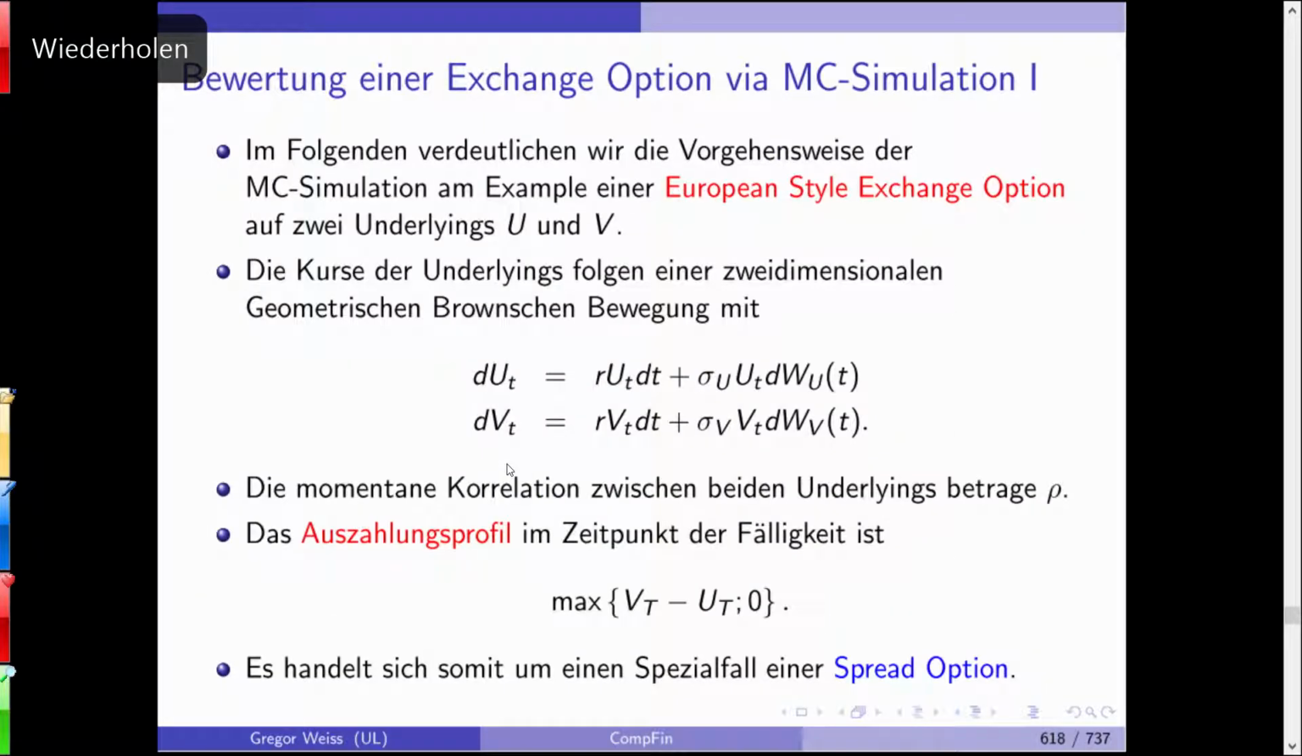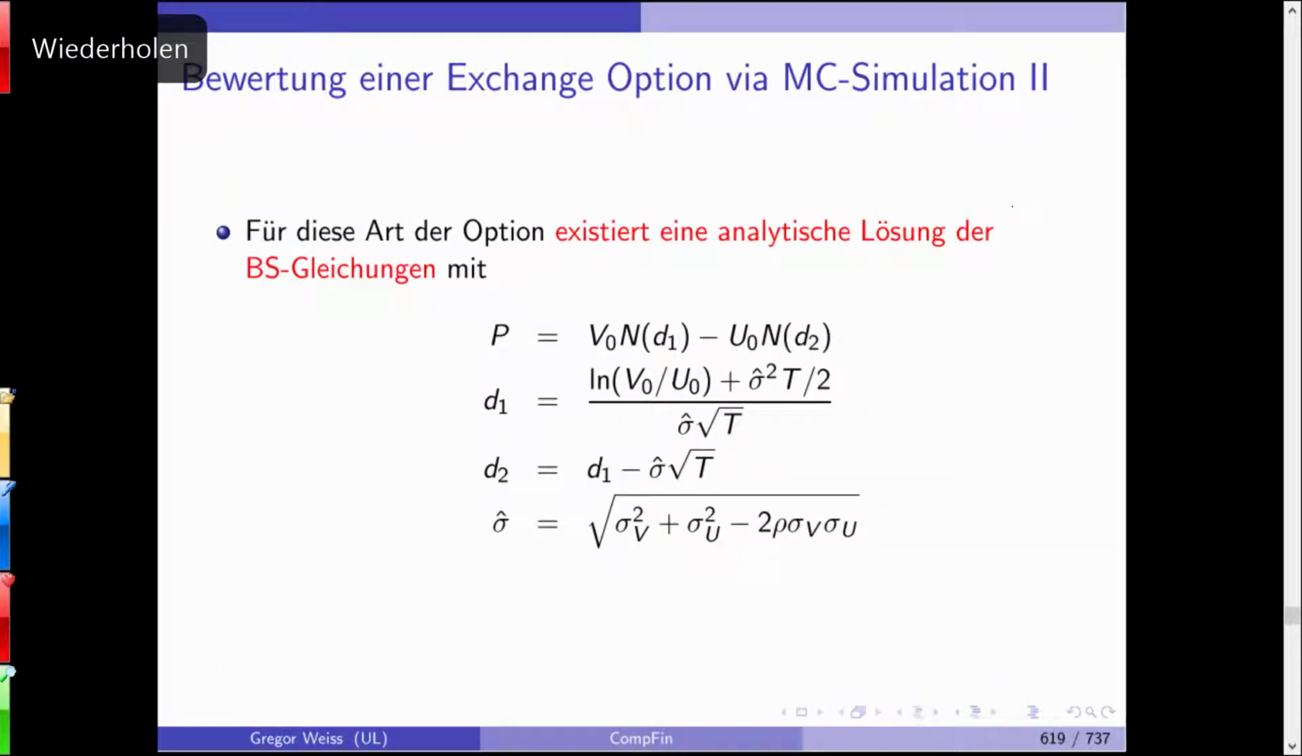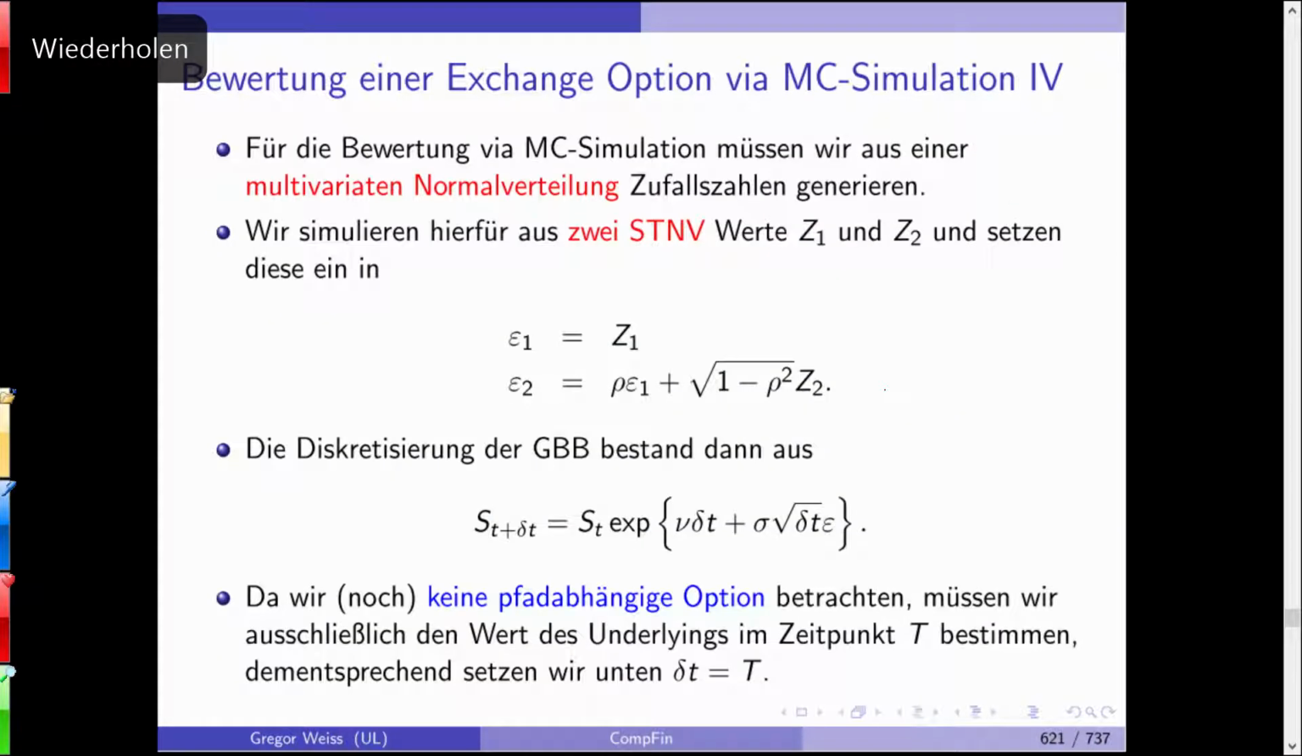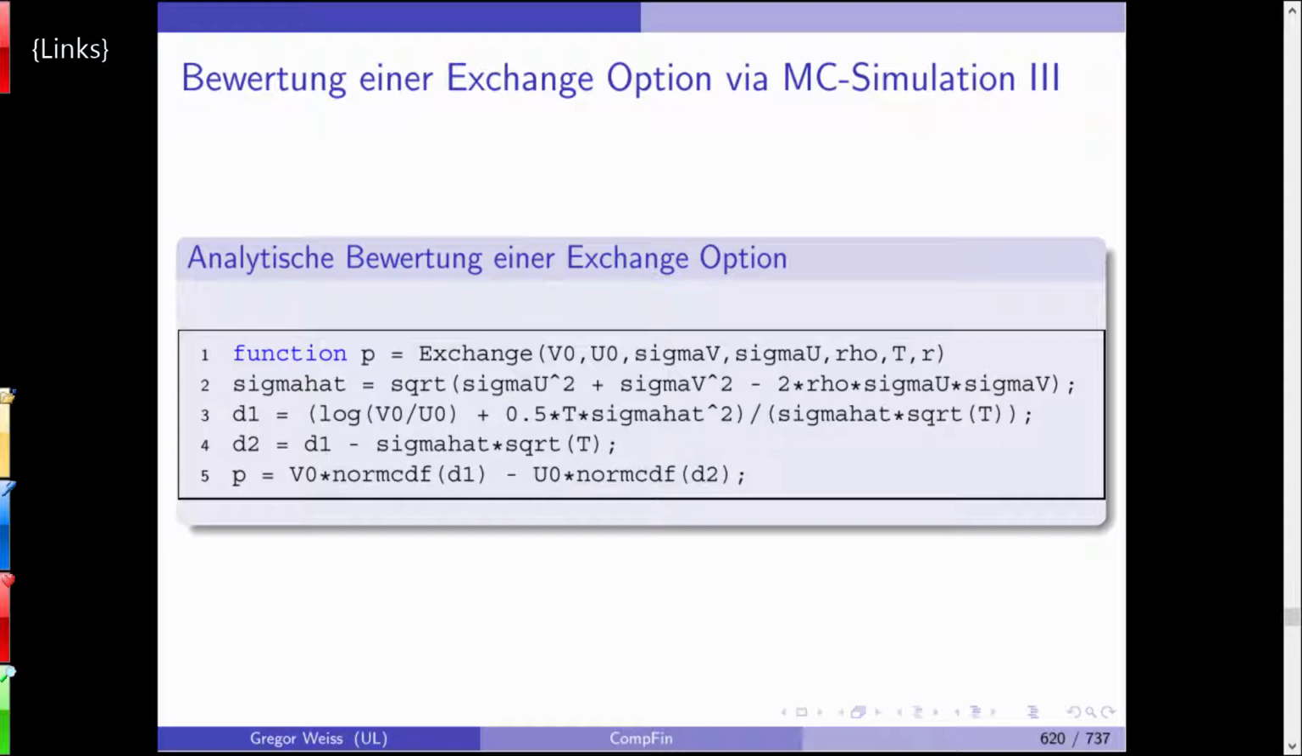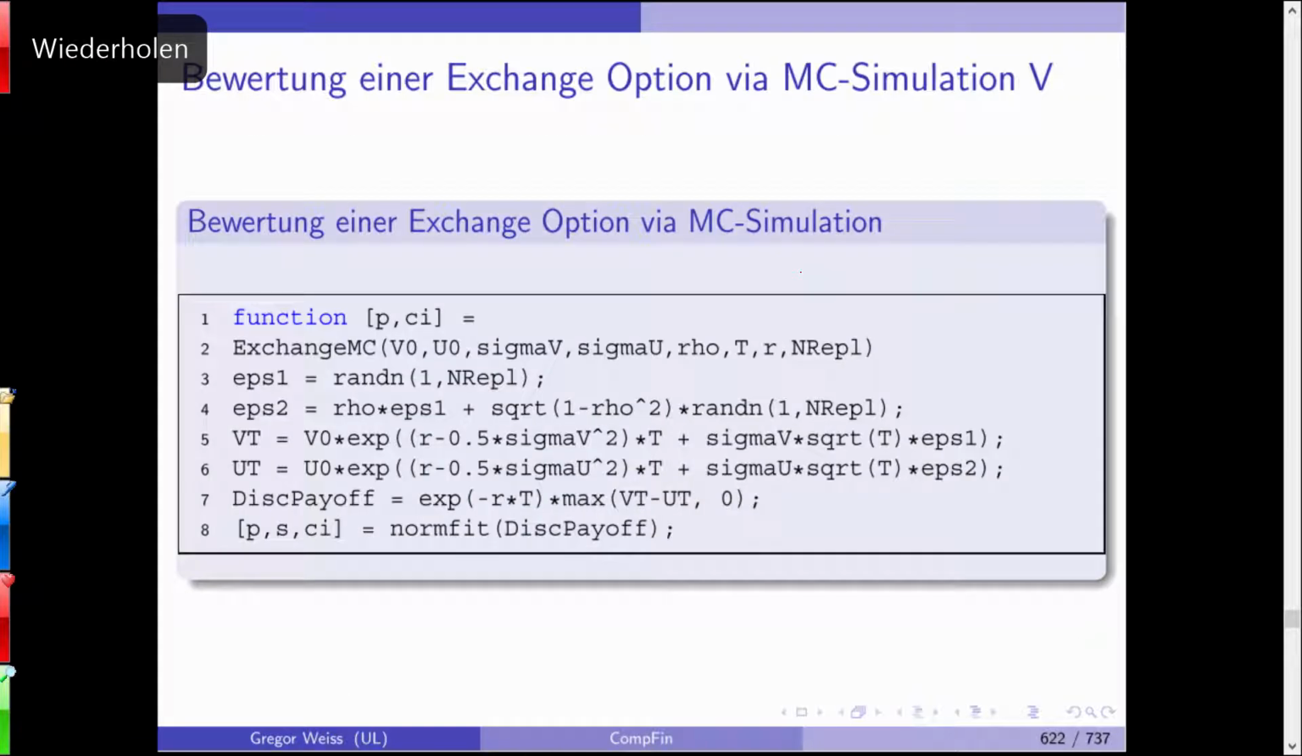And in the following, you can see we are doing it, for example, for a European style exchange option, and then we are here. You can see that we are doing this. This is Black-Scholes, and here we are doing it with Monte Carlo simulation. And you can go through the programs at home.